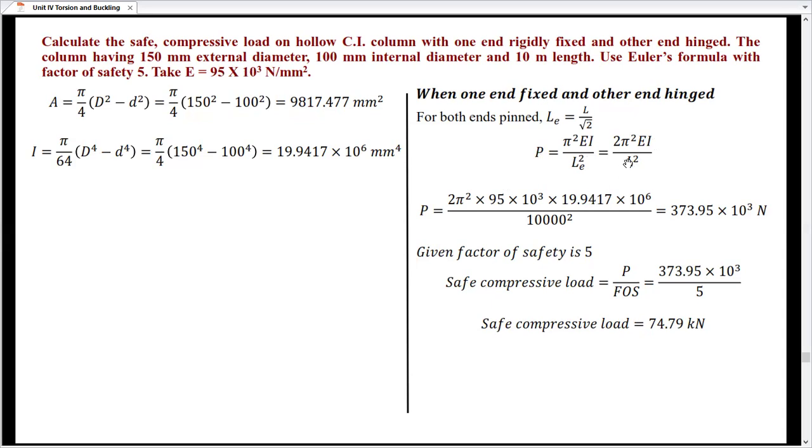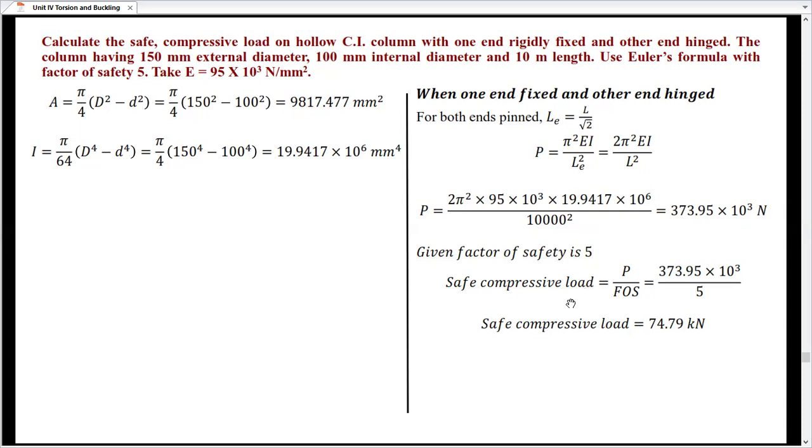Take the value of I, 19.94 into 10 raised to 6 mm raised to 4. And we have the length, which is 10 meter into 1000, that is 10,000 mm, squared. If you put all these values, you will get the buckling load, which is 373.95 into 10 raised to 3 Newton. Now we have the factor of safety, which is 5.